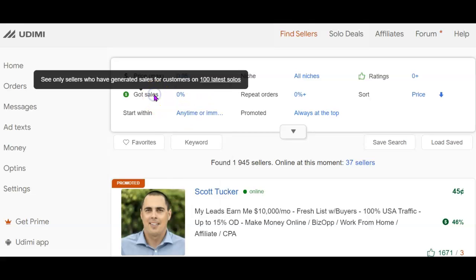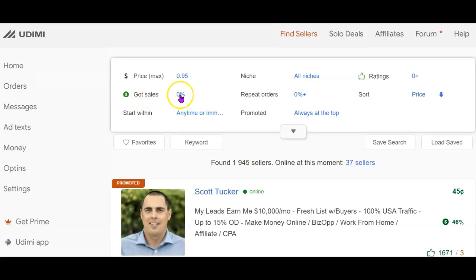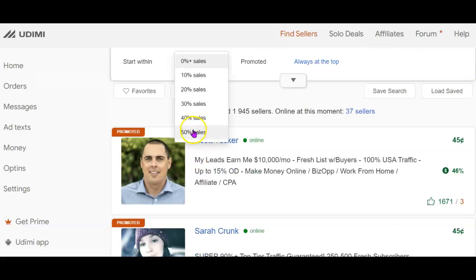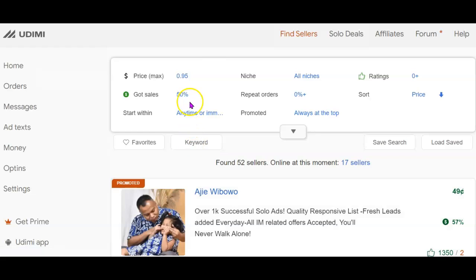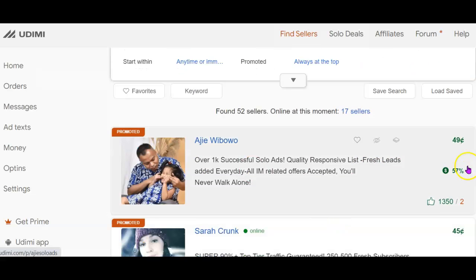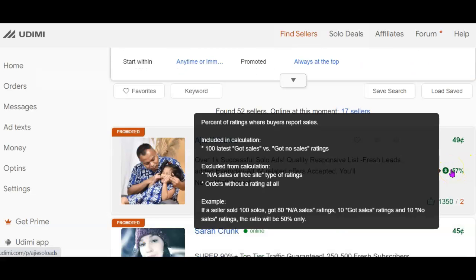Also, here are the sellers who have guaranteed sales for customers, the people that got sales. So you want to at least click here and have 50%, because you want a seller that can guarantee you some sales. Like here, well, there's no guarantee to this, but he has a rating of 57% of people who have gotten sales from him.